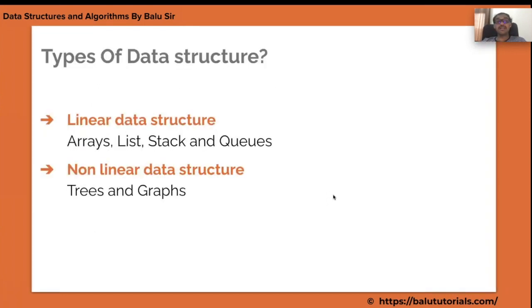Then if you consider the types of data structures, there are only two types. One is called linear data structures, examples being array, list, stack, and queue. Whereas the non-linear data structures are trees and graphs. So there are only two types of data structures, linear and non-linear. Linear data structures are array, list, stacks, and queues. Non-linear data structures are trees and graphs.